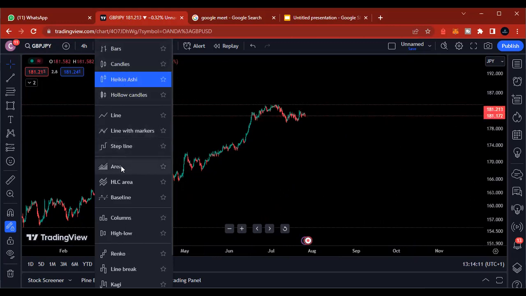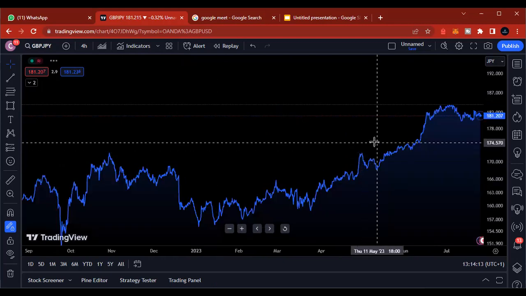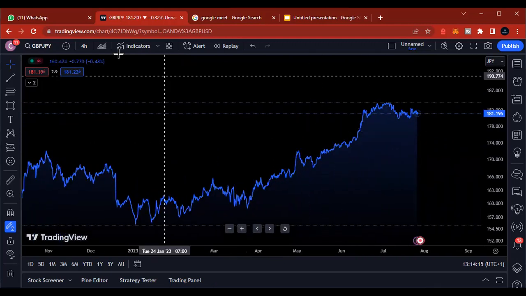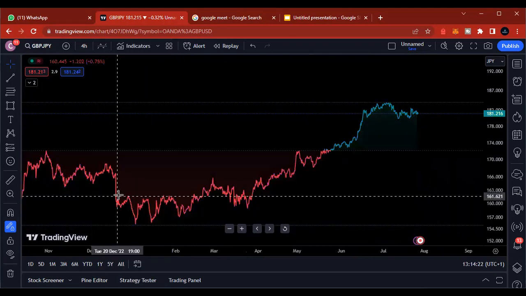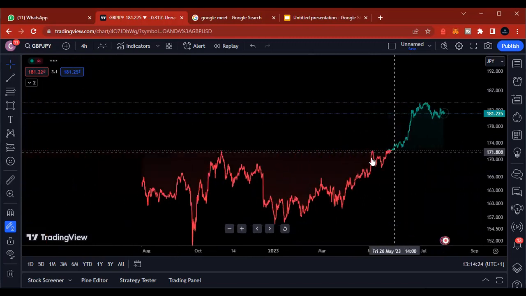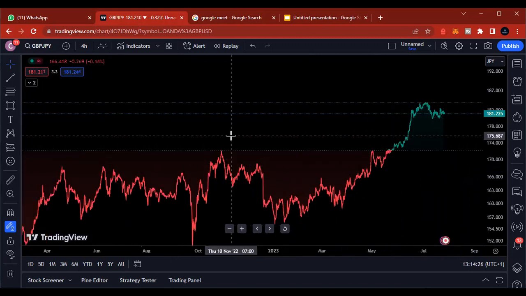We have the line chart, we have the area. You click on the area, and you see this is for the area. And then we have the rest. Once you click on it, the different types of them will come up. We have the baseline. This is the baseline. So these are the different types of charts.